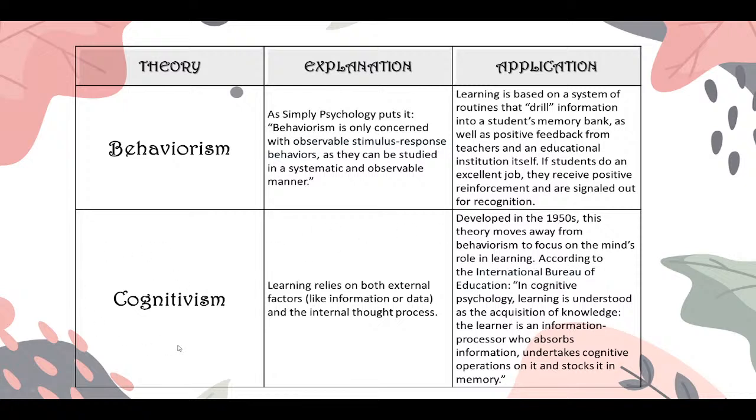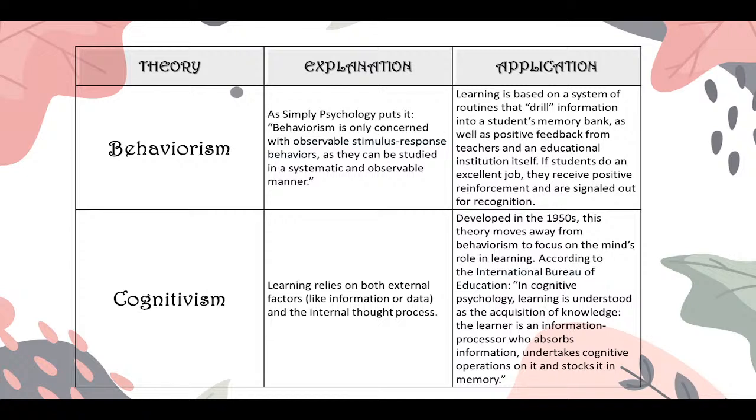So the second one, cognitivism. Learning relies on both external factors like information or data and the internal thought process. It was developed in the 1950s. This theory moved away from behaviorism to focus on the mind's role in learning.